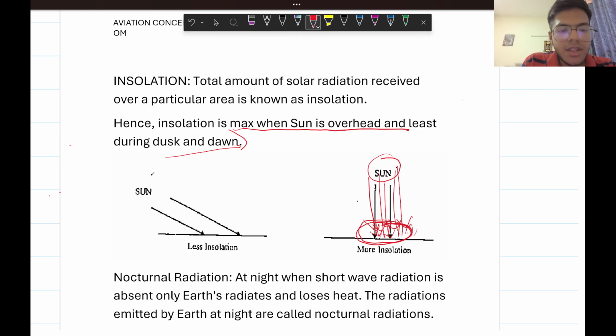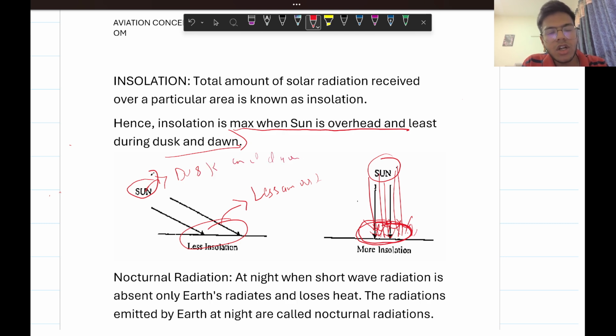Okay. In this case, there are only less amount of solar radiations because you can see the sun is at a lower angle, because this is the time of dusk and dawn. Now guys, if you don't know what dusk and dawn are, dawn is basically your sunrise and dusk is your sunset.